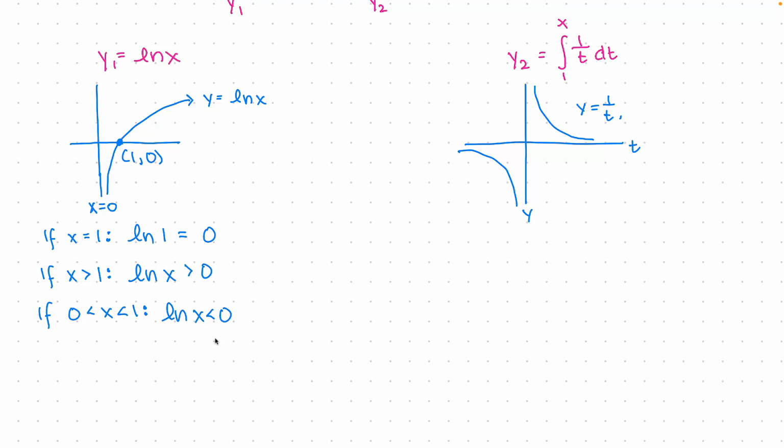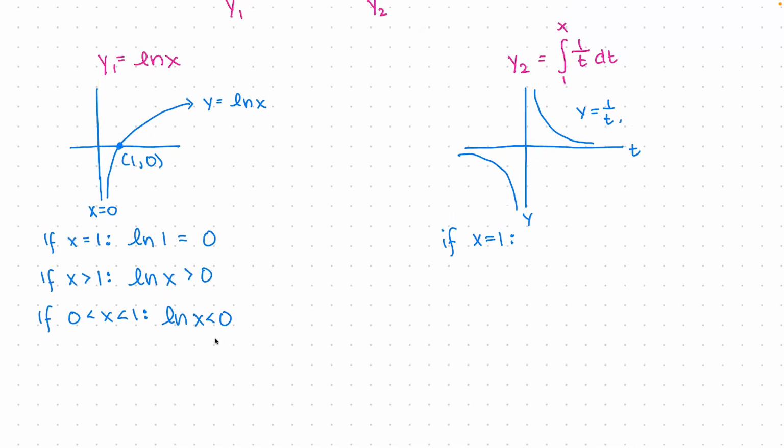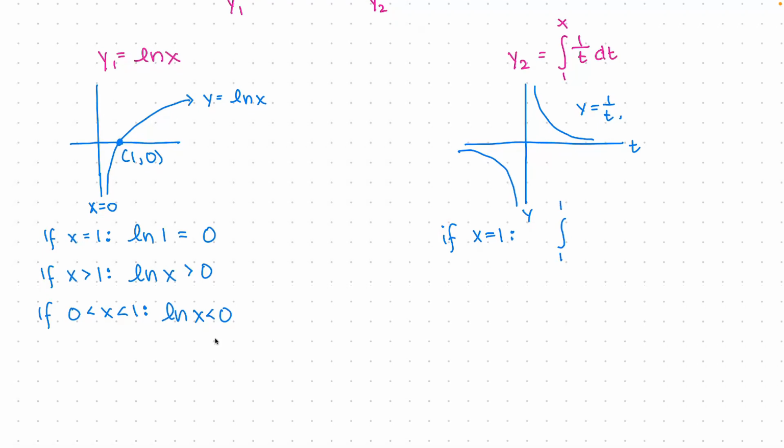So we can look at these same three characteristics. If x equals 1, what is happening to the definite integral? Actually, for this particular one, we don't even need to look at the graph. If x equals 1, that definite integral is going from 1 to 1 of 1 over t dt. Automatically, because the limits are the same, what's the answer to this integral? 0. Which is exactly what we got over here.